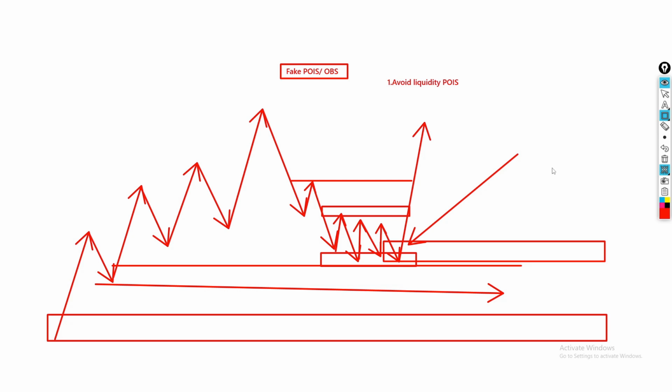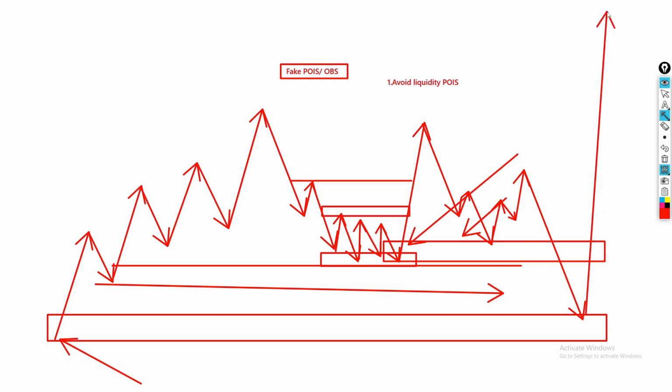So why would you bother with POIs over here when you know that if you take a buy at this point, you're following retail logic, and you're most probably going to get taken out into the real area where smart money is likely to buy into to then potentially continue higher, right? So understand that very well.